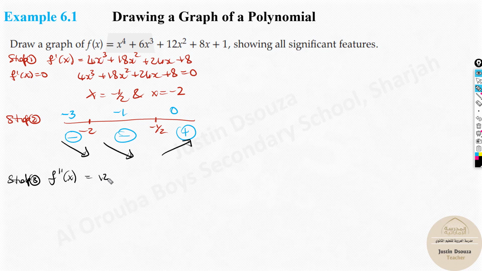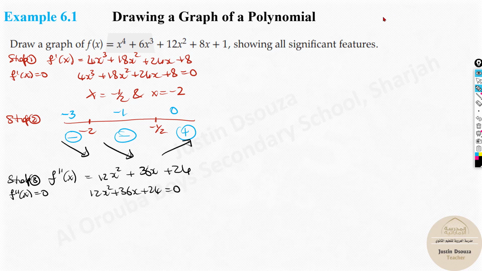3 comes down, 4 times 3 is 12x squared plus 36x. And then we have plus 24. This is the double derivative of the given equation. Now we got it over here. What's the next step? The same thing what we have followed. f double dash of x will be equal to 0 to find the inflection point. So just equate this: 12x squared plus 36x plus 24 equals 0.